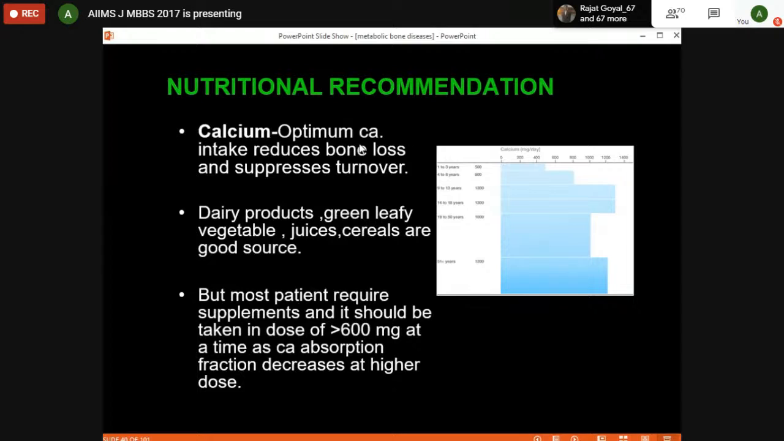As well as dairy products, green leafy vegetables, juice, and cereals are good sources, but most patients require supplements, and it should be taken in a dose of not greater than 600 milligrams at a time, as the calcium absorption fraction decreases at higher doses.